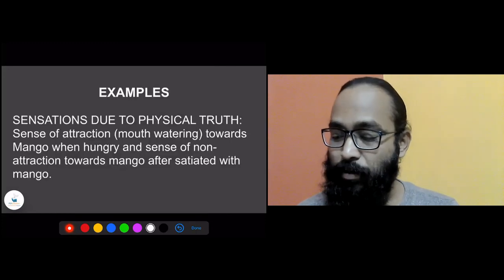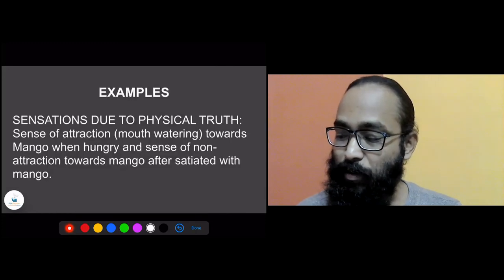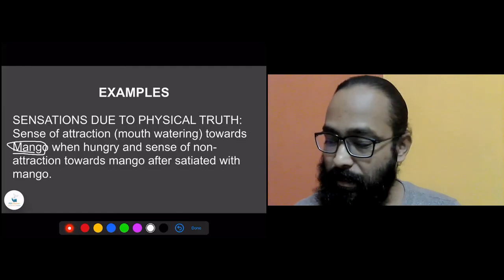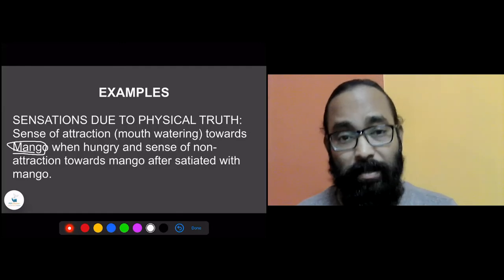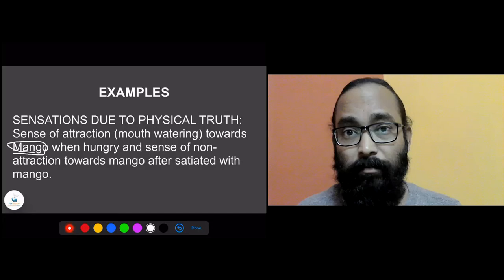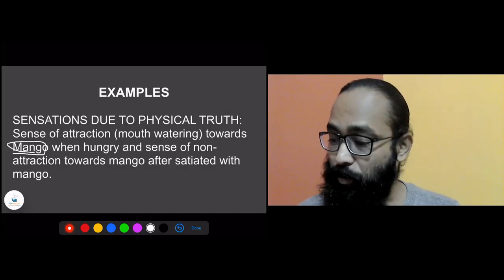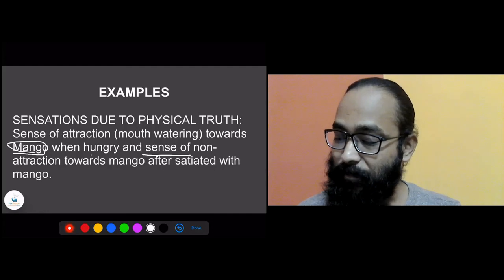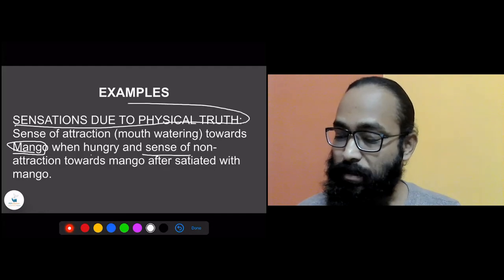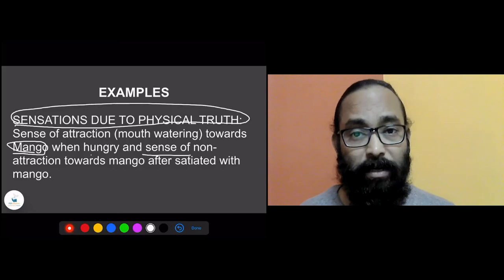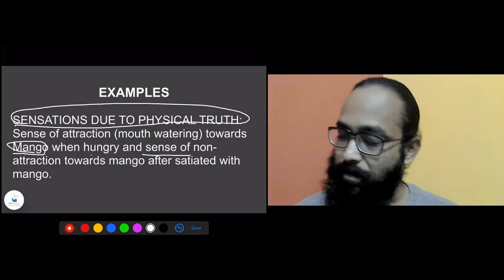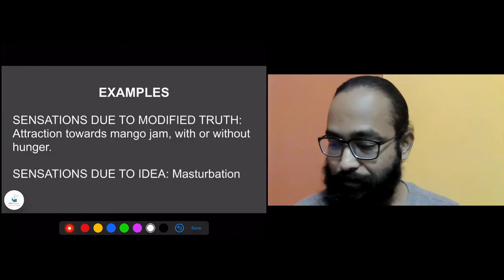Sensations due to physical truth, sensation of attraction. The moment we see the mango or touch the mango on our tongue, and when we are hungry, there is a natural attraction towards the unmodified physical truth. That's the first type of sensation towards a mango, which is naturally grown. When we are hungry, the kind of attraction that we sense in our body is the first type of sensation, or first type of reality.